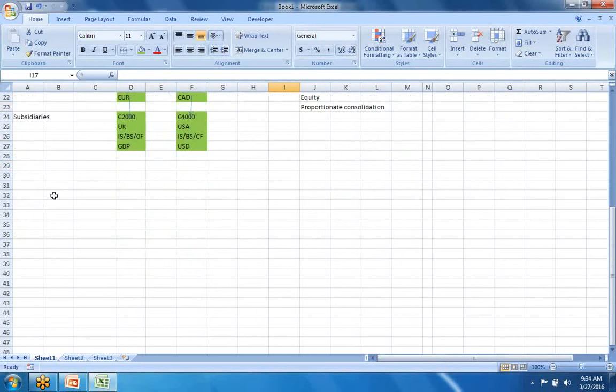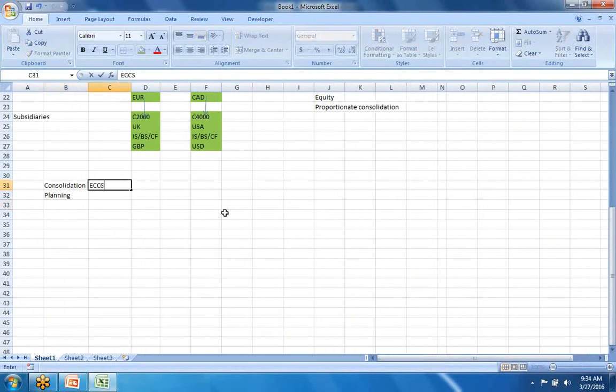So now the next is this: consolidation and planning are not new to SAP. Previously, the consolidation used to happen in ECCS, which stood for Enterprise Controlling Consolidation System. And planning used to happen, and still happens, in the most popular component called COPA, which stands for Controlling Profitability Analysis.